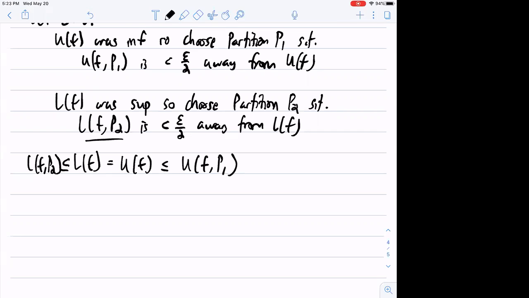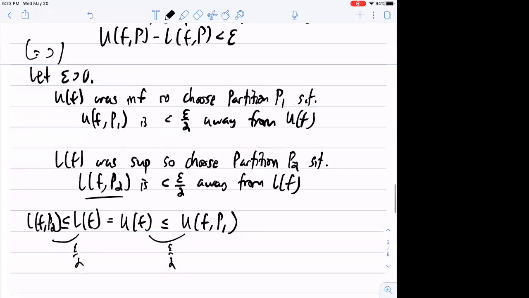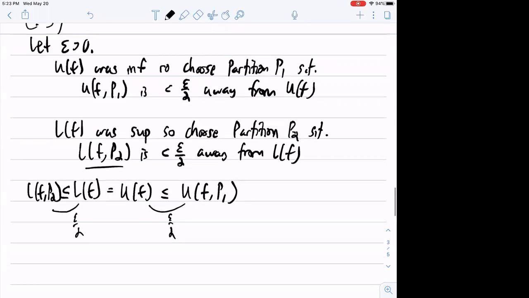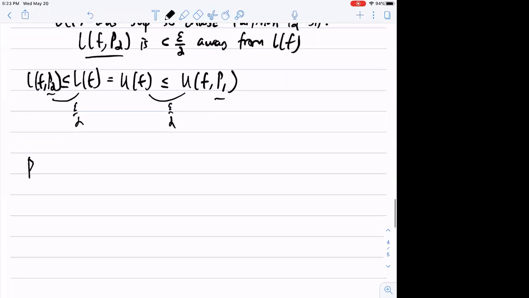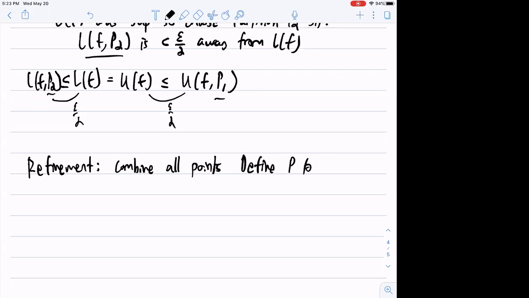Well, this is epsilon over 2 away. This is epsilon over 2 away. So it is true that these are epsilon away, but the question wants one P. We have a P1 and a P2. So how do you fix it? Well, there's something called refinement. This is something you should know for sure. Refinement. So basically, combine all points. Define P to be all points in P1 and P2.